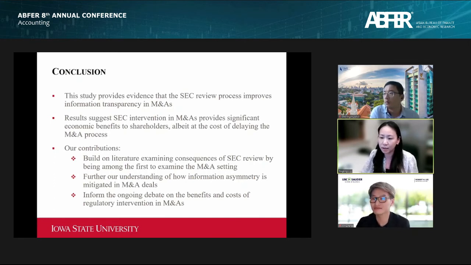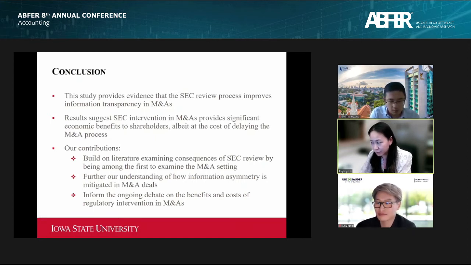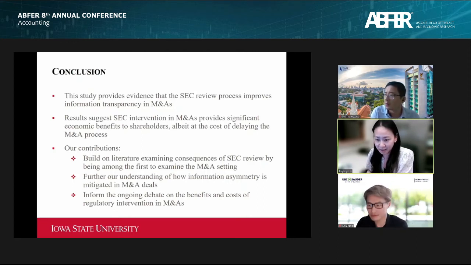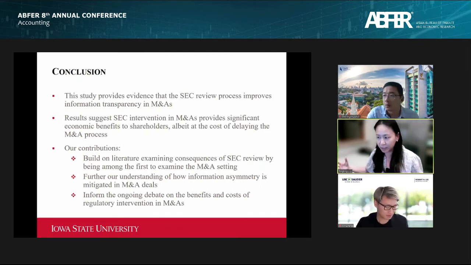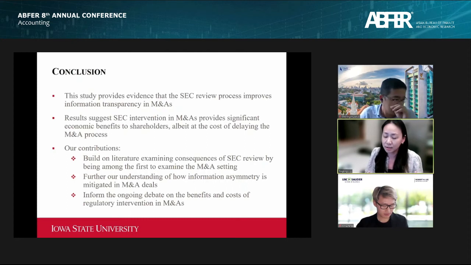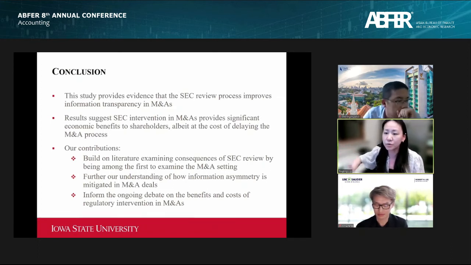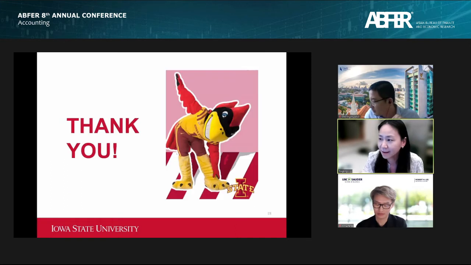So our contribution, we think we build on the literature examining the consequences of the SEC review process, but specifically focus on this very unique setting in the M&A review process. So although this setting is very specific, we hope our results can speak to a broader picture, to understanding why those channels implemented by the merging parties themselves are not optimal enough. And this external review process can actually improve the M&A outcomes. And that's all. And thank you.